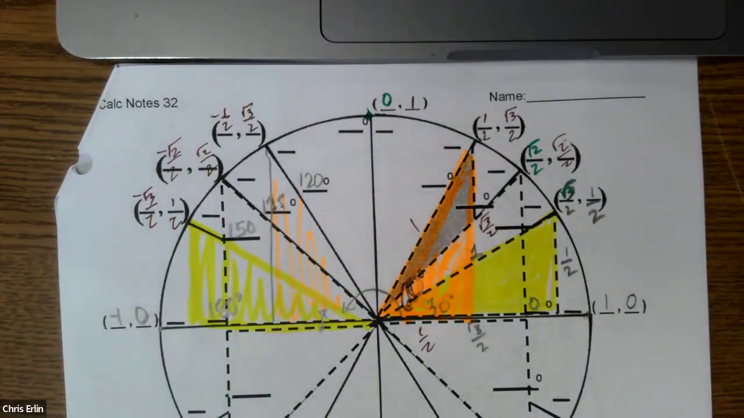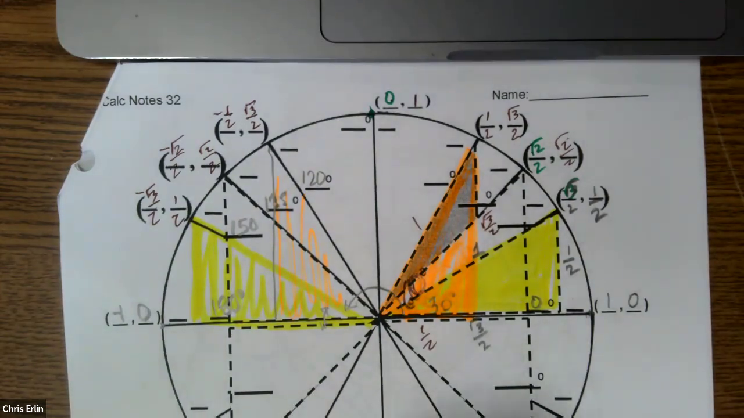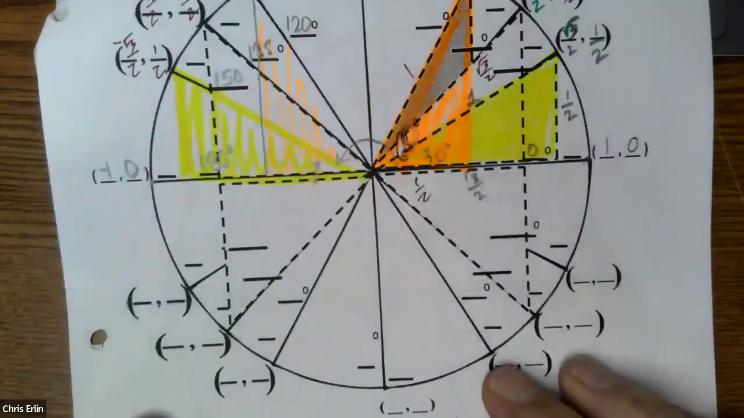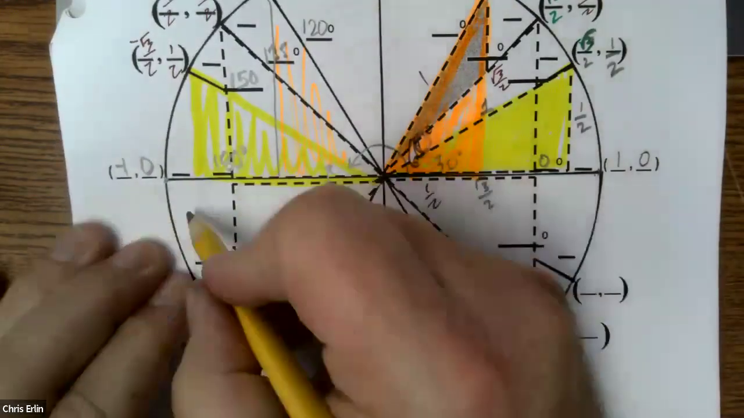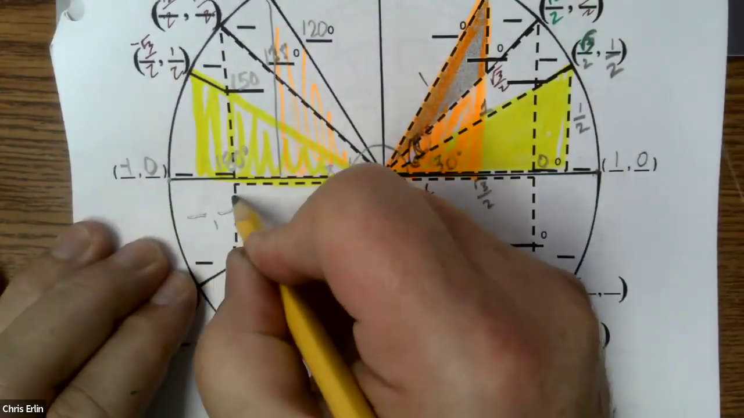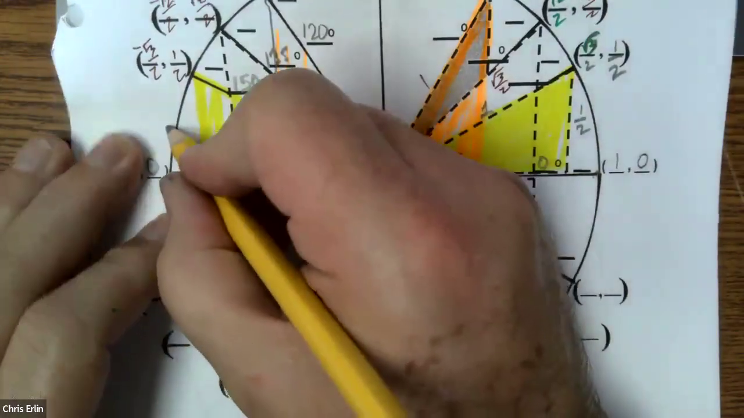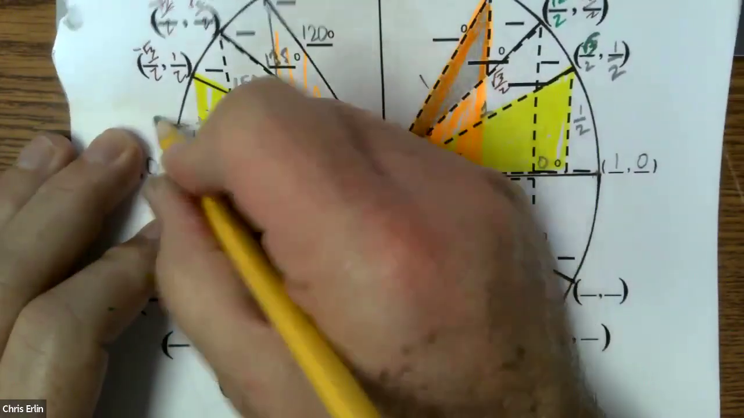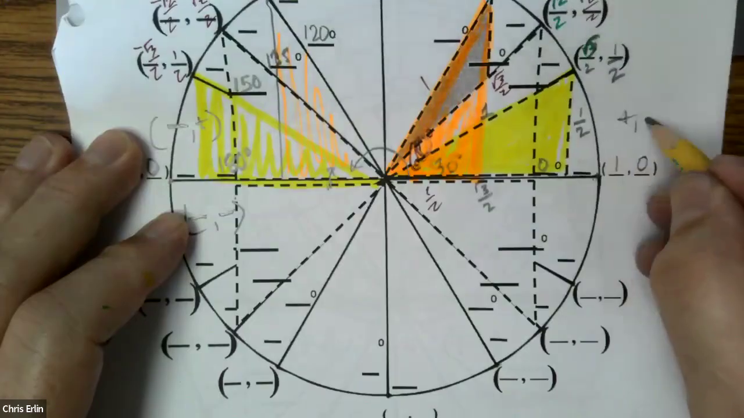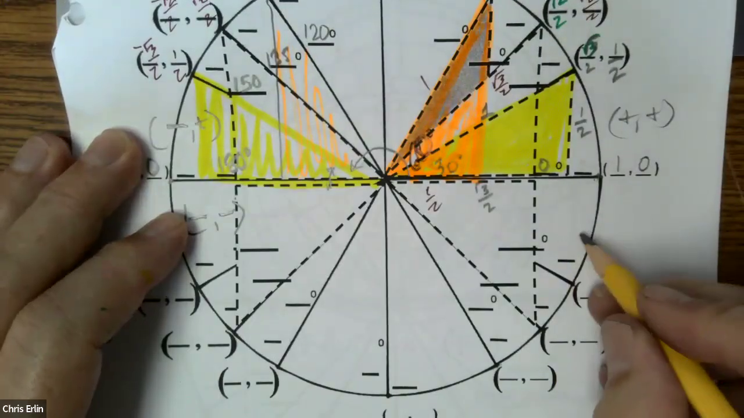Guys with me? Okay. What's going to happen when we move down here? How do things change? It's all negative. In other words, we're going to have negative x's and negative y's. Up here, we had negative x's, but positive y's. Over here, we had positive x's, positive y's. What's going to happen over here?